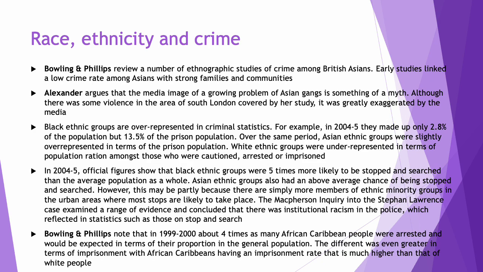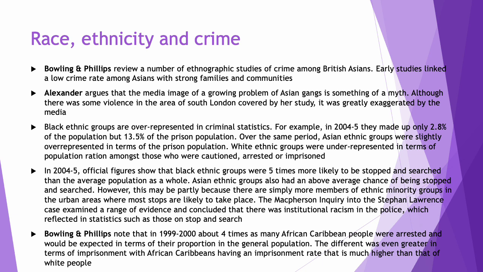Bowling and Phillips review a number of ethnographic studies of crime among British Asians. Early studies linked a low crime rate among Asians with strong families and communities. Alexander argues that the media image of a growing problem of Asian gangs is something of a myth, although there was some violence in the area of South London covered by her study. It was greatly exaggerated by the media.